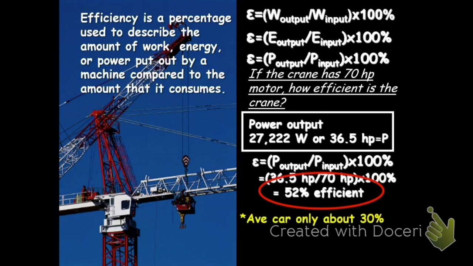Most cars are actually only about 30% efficient. Bicycle is much better, in the 90s. But many things we use, especially as we turn electrical energy into things, a lot of heat is wasted, and so the actual efficiency is fairly low.